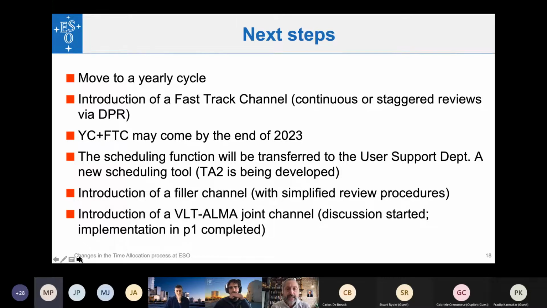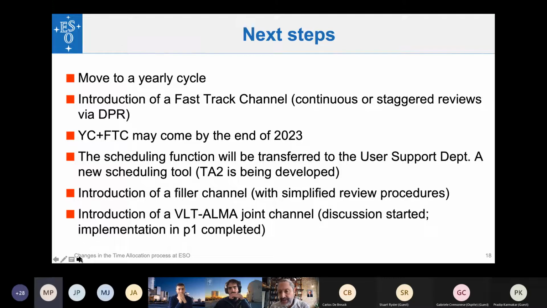Another interesting point for you is that the scheduling function, which has always been under the Observing Programs Office, or the VISAS section before the name changed, which means my department, is going to be transferred to the user support department, and that is part of the points that I mentioned above, because this will create a more dynamical operational entity that will be able to cope with the changes and with the proposals coming in, also more closely attached to the observatory.